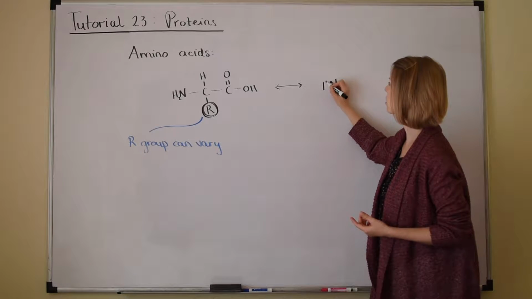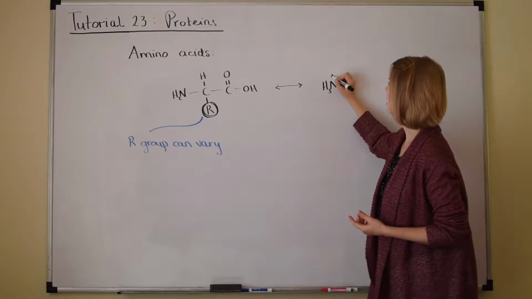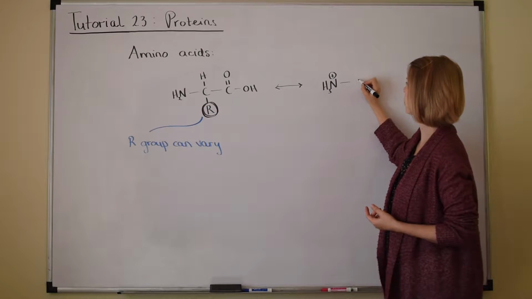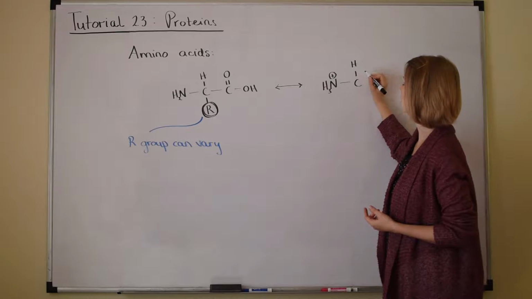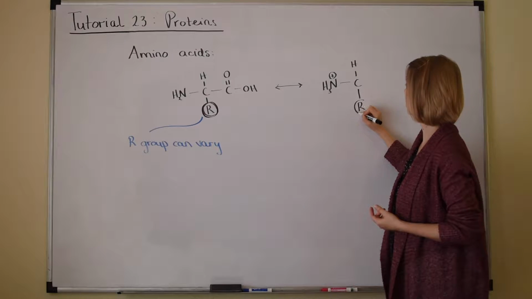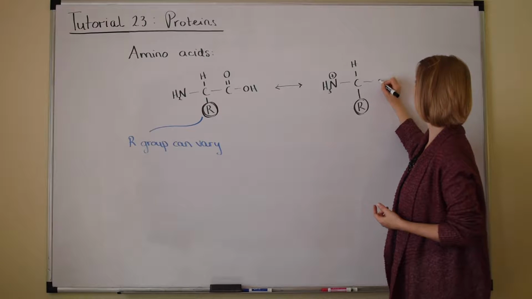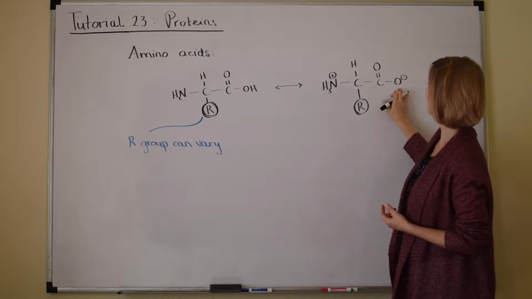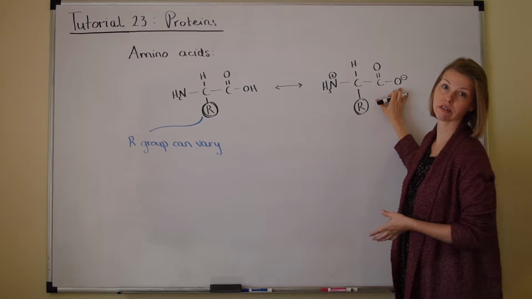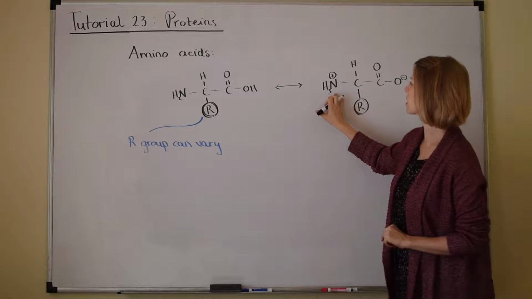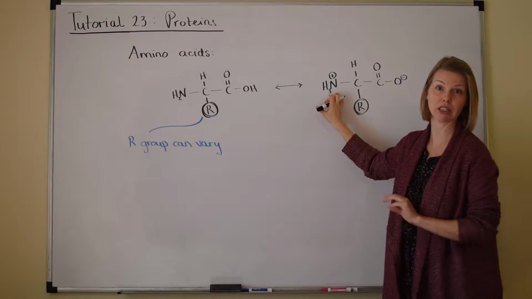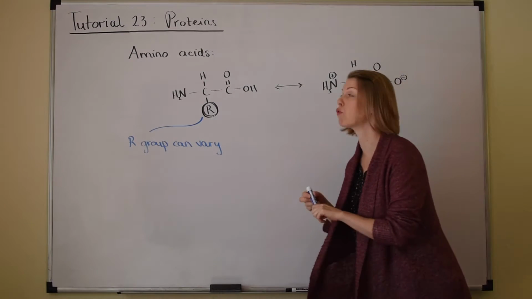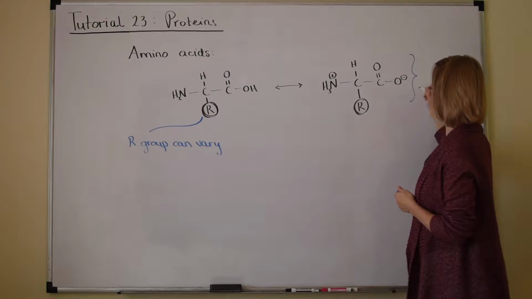So if we have that H plus transfer, that acidic hydrogen transfer, we're going to end up with a negative charge here for the loss of the H plus, and a positive charge here for the gain of the H plus to that basic functional group. And again, this is called the Zwitterion form. So I'm going to label that over here.